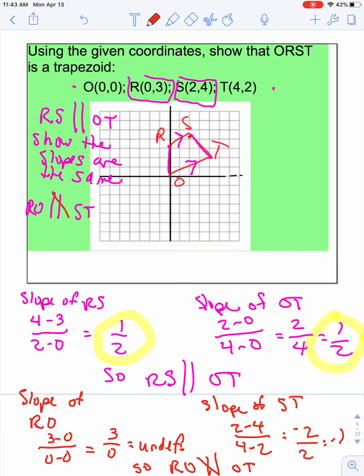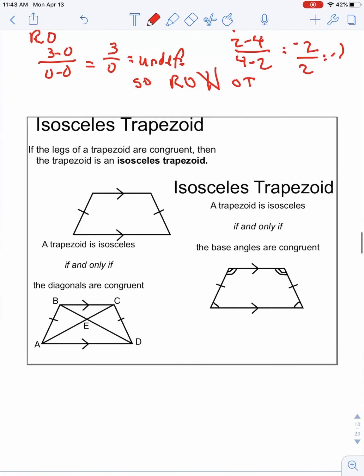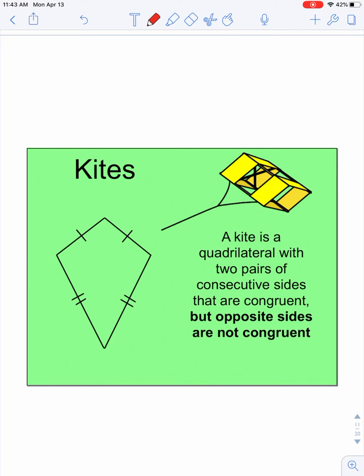So try some of the problems from the homework. Okay, I have a couple summary slides that you could pause, one on isosceles triangle or trapezoids, and now we're going to move into kites.